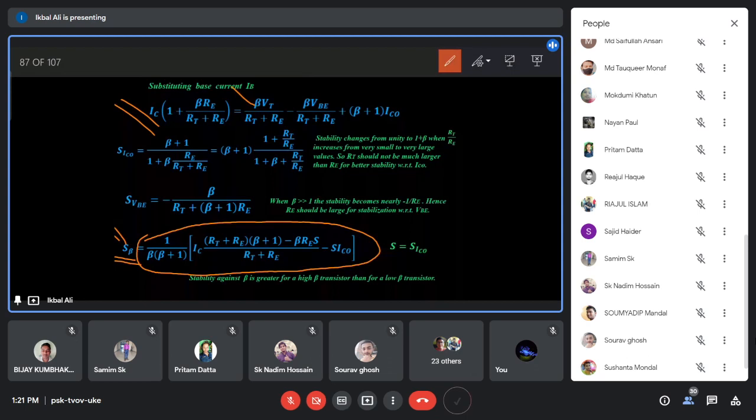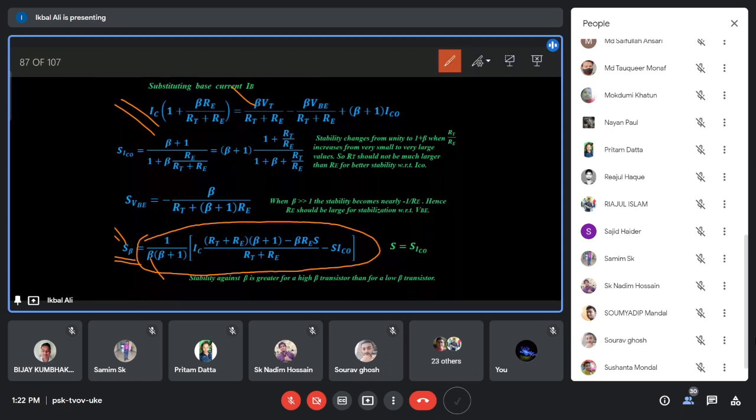In this expression, S beta will go down or decrease if you choose a large beta transistor. If the beta of the transistor is large, then S beta will fall down and the stability will increase. So that is why stability against beta is greater for a higher beta value transistor than a lower beta value transistor. So in case of self bias circuit, if you choose a higher beta transistor, then the stability with respect to beta will be better.